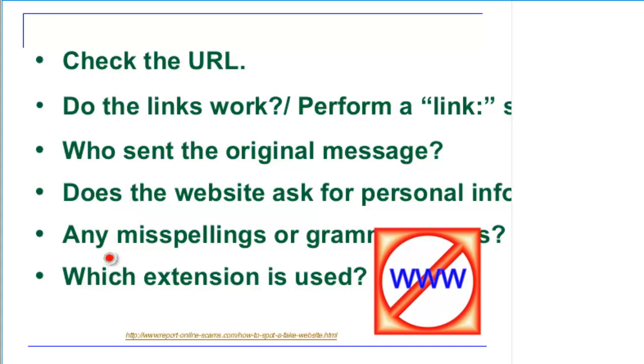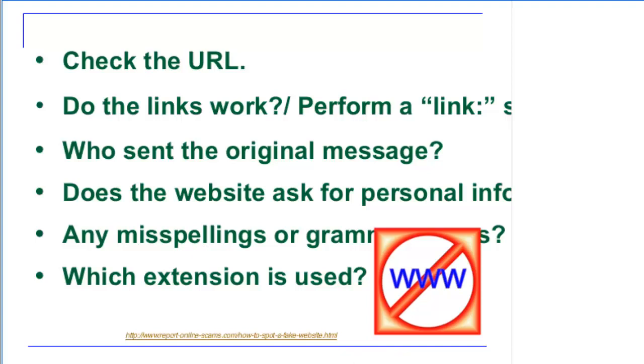Any misspellings or grammar errors? Again, Bank of America wouldn't have grammar errors on their website, but bankofamerica.net may be created by somebody from a different country who doesn't know the English language so well. So if you see something like that, that can be a giveaway as well. And finally, like we said before, which extension is used? Is it a .com or is it something a little less reliable like a .info or a .net or something like that? So these are all things you can look at if you get something via email, or if you come across a website. These are just some very simple ways that you can tell if the information you're looking at is actually legitimate.